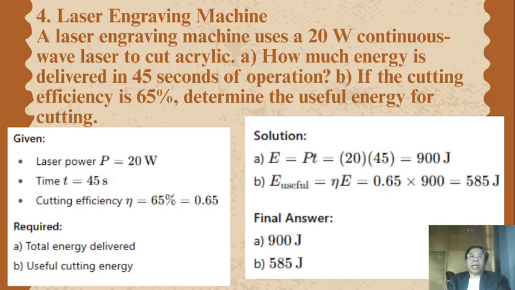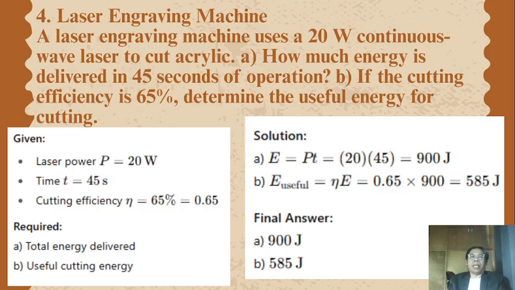So we are given laser power P equals 20 watts, time T equals 45 seconds, cutting efficiency 65%, and in terms of decimal, that's 0.65. Required is the total energy delivered, and letter B, useful cutting energy. So the solution for letter A, use the formula E equals P times T. Substitute now the given data. The answer is 900 joules.